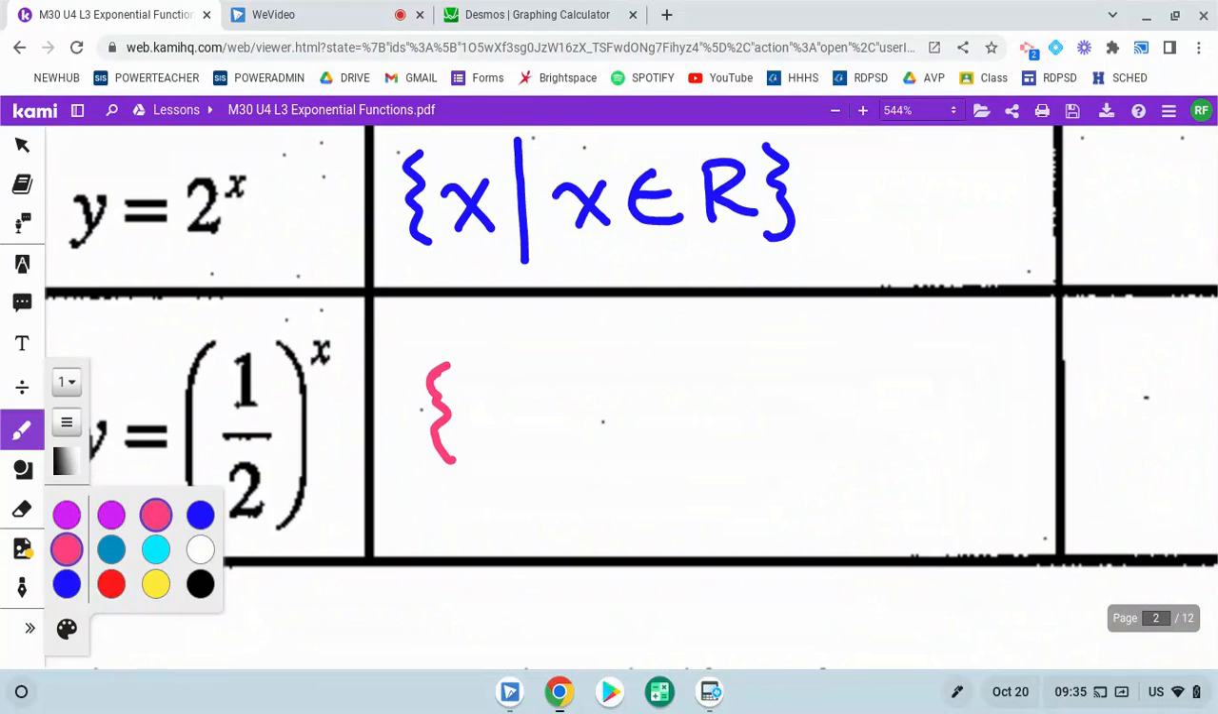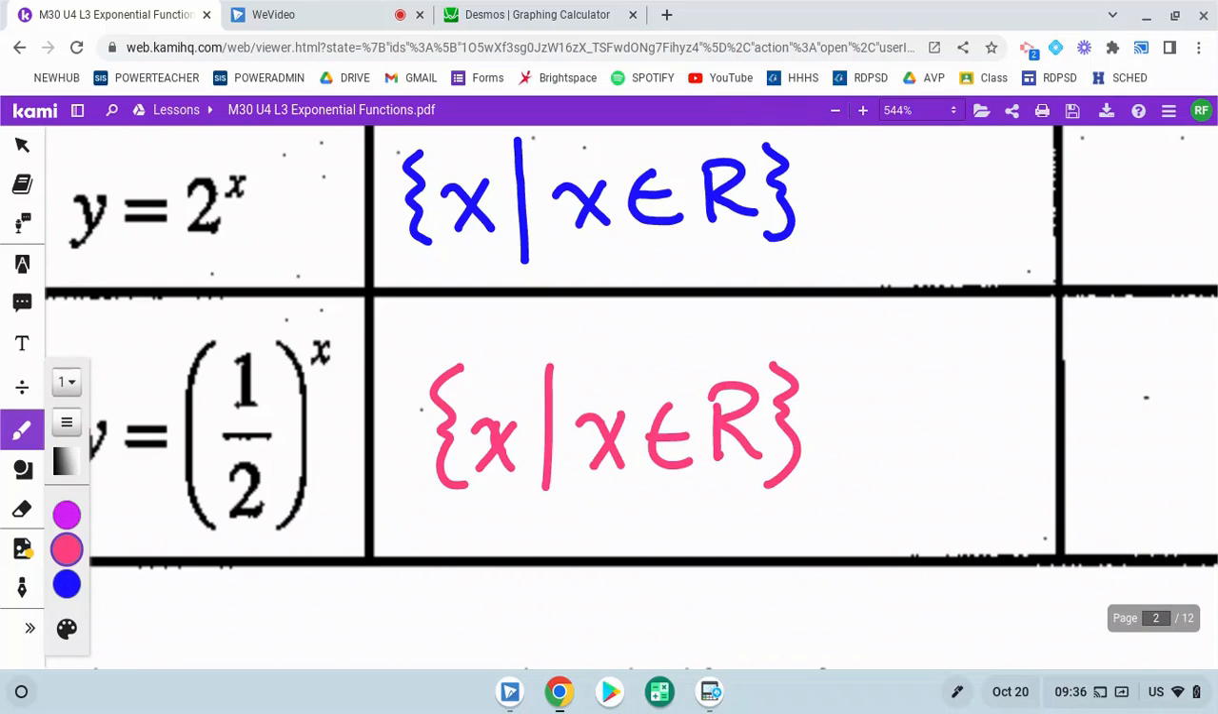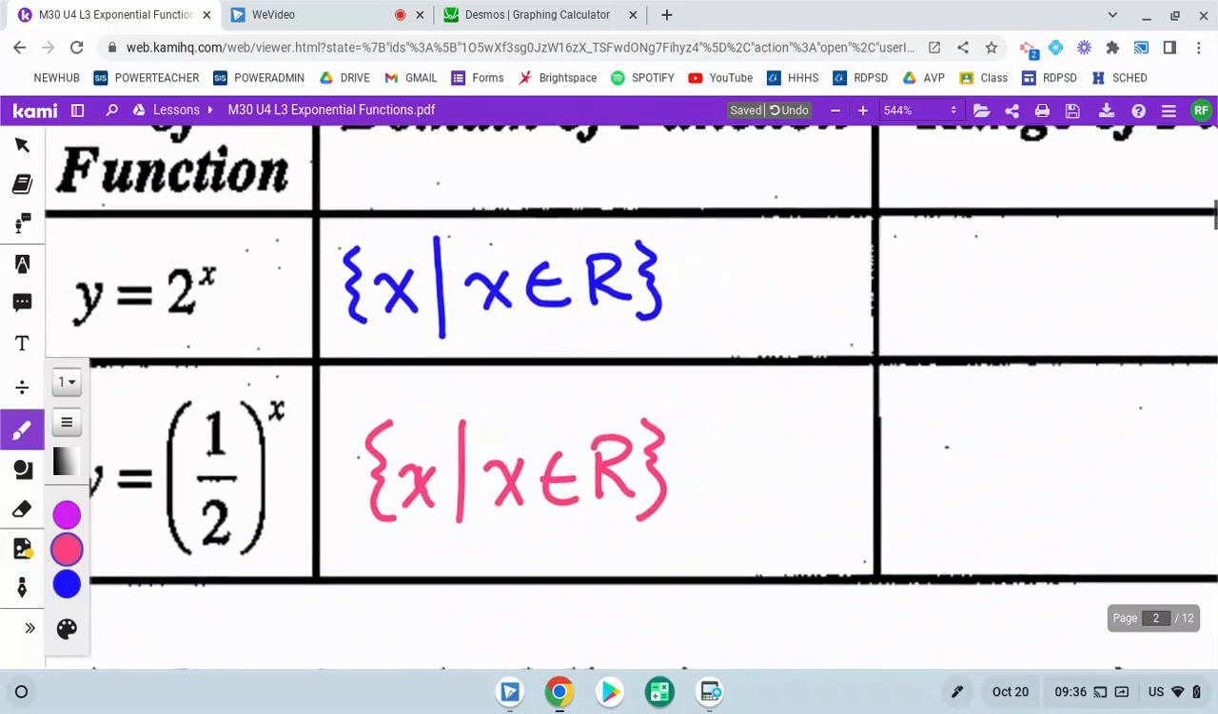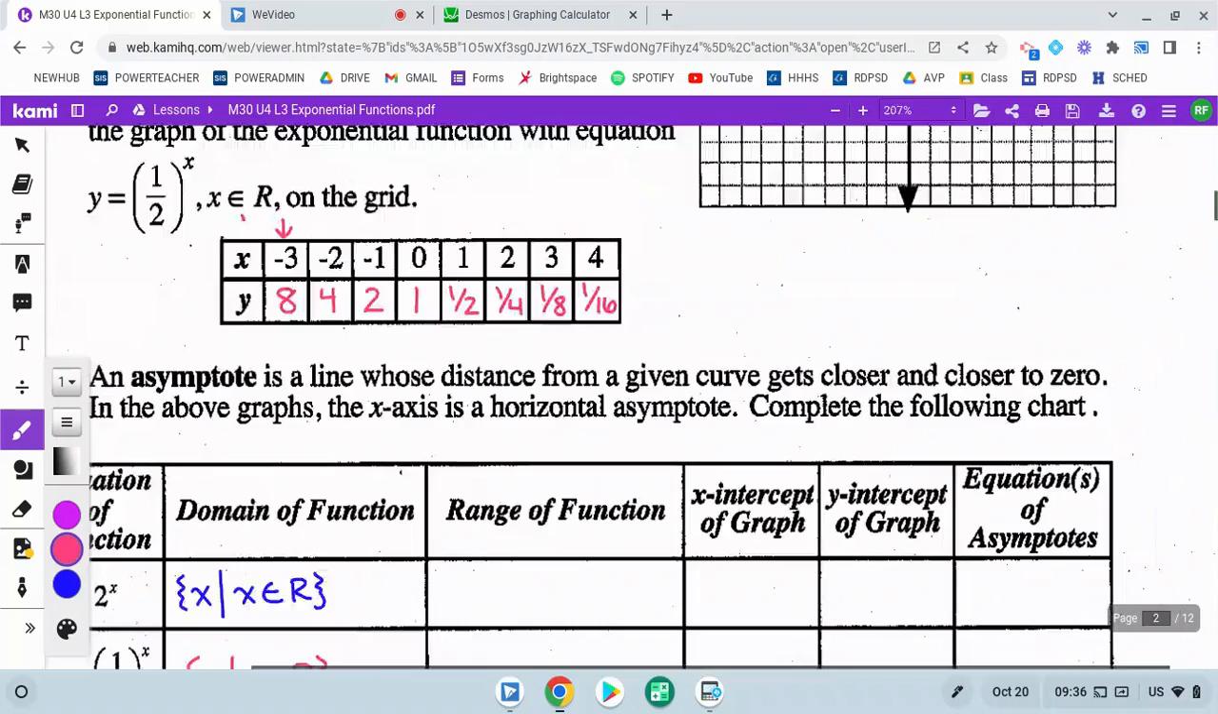Oh, that was not a nice curly bracket. Let me try that again. So still talking about x here, and then x is still just real. Beautiful. Okay, make sure we're taking notes and not on our phones, please.